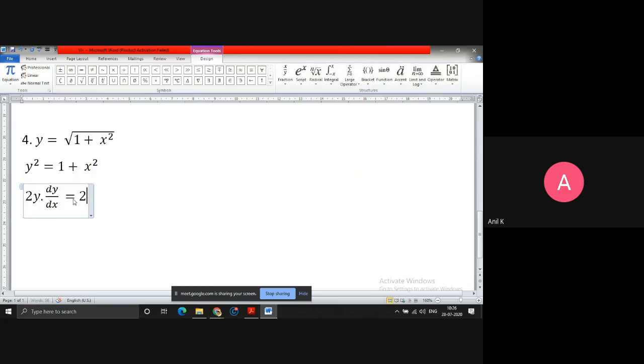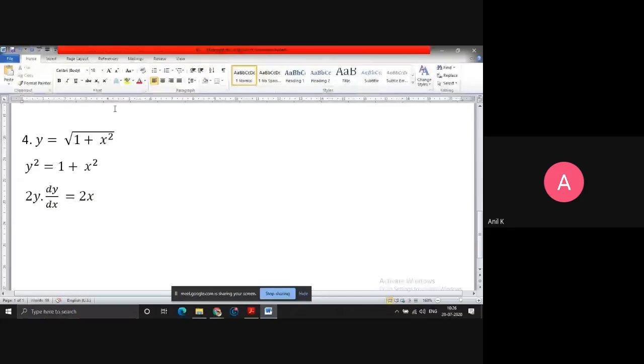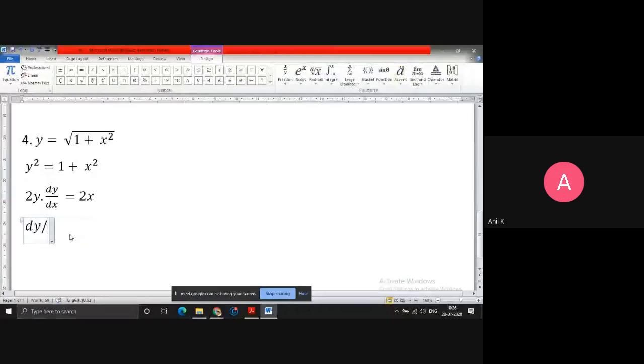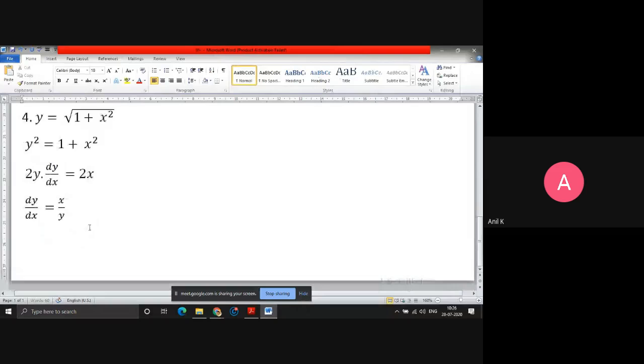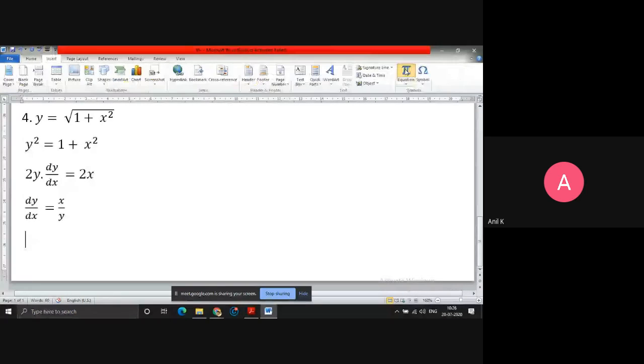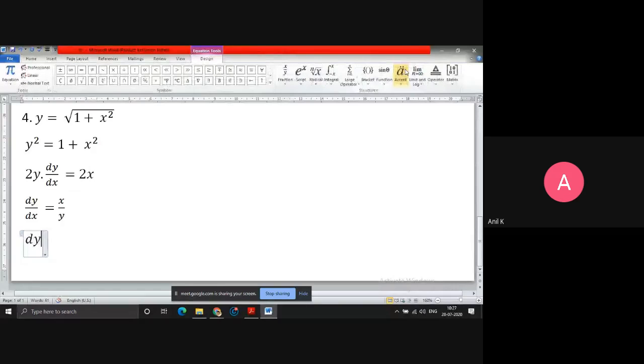The 2 will get cancelled on both the sides. So you can write dy upon dx is equal to, can I put this as x upon y? y will come on the right hand side. It will be x upon y. Okay. So next step, I'll keep this dy by dx as it is. dy upon dx is equal to, here I'll replace the y value, whatever is given, because the answer has to be x upon y, and the y value is under root 1 plus x squared.